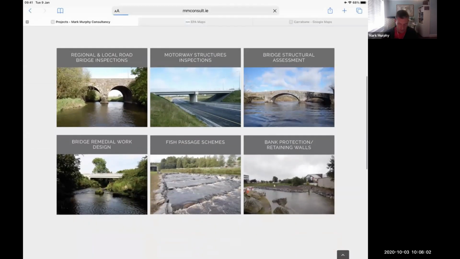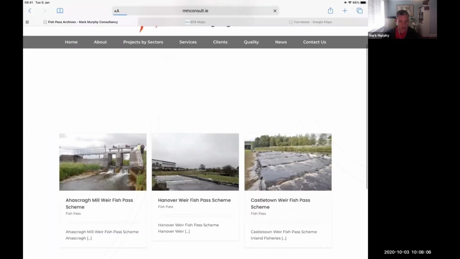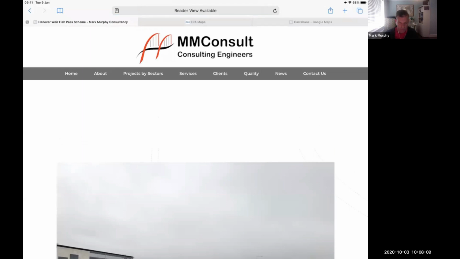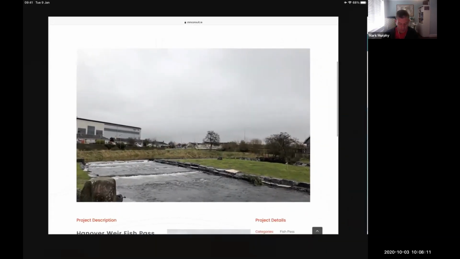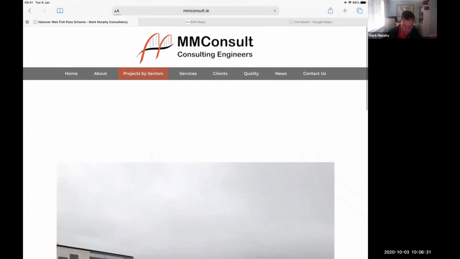Just to show you some other things we do as well. This is in Carlow town. This is the Hanover weir fish pass. If you can imagine, there are lots of weirs on our rivers in Ireland, and they are a barrier to fish passage. Fish can't get over the weir. You see salmon jumping at weirs, but fish aren't designed to jump. So we put in these rock ramps to enable the fish. It's basically a set of steps, so it's easier for the fish to get up and over the weir. That's another one, and the final one that I'll show you.